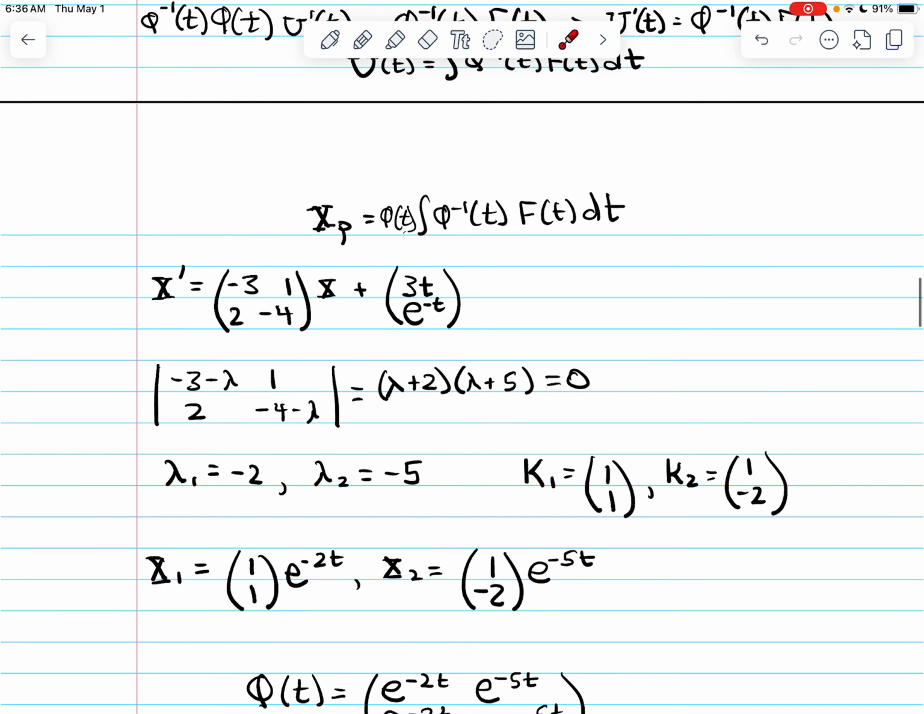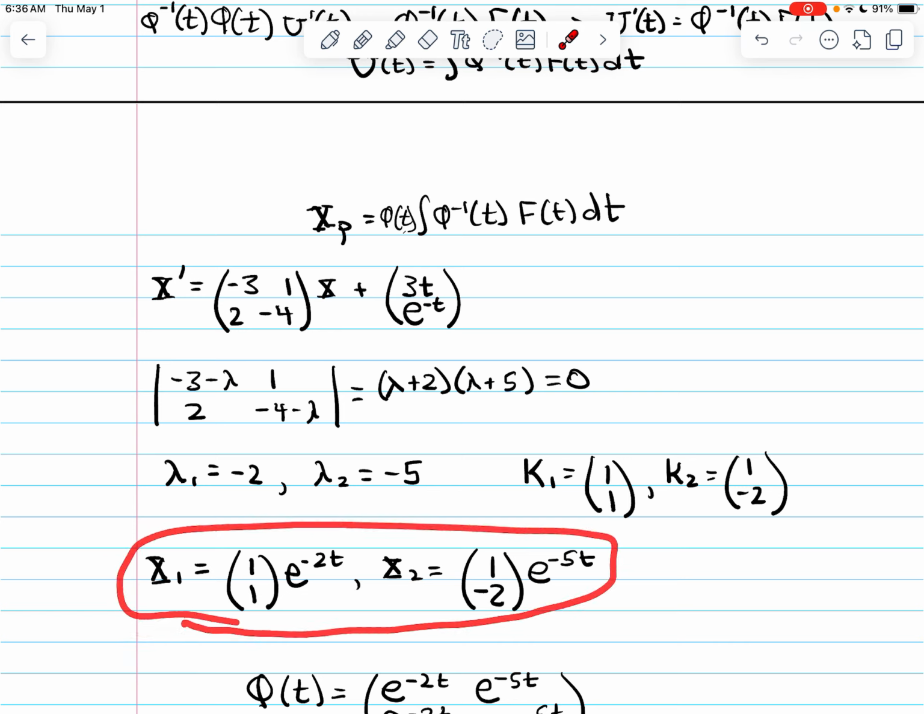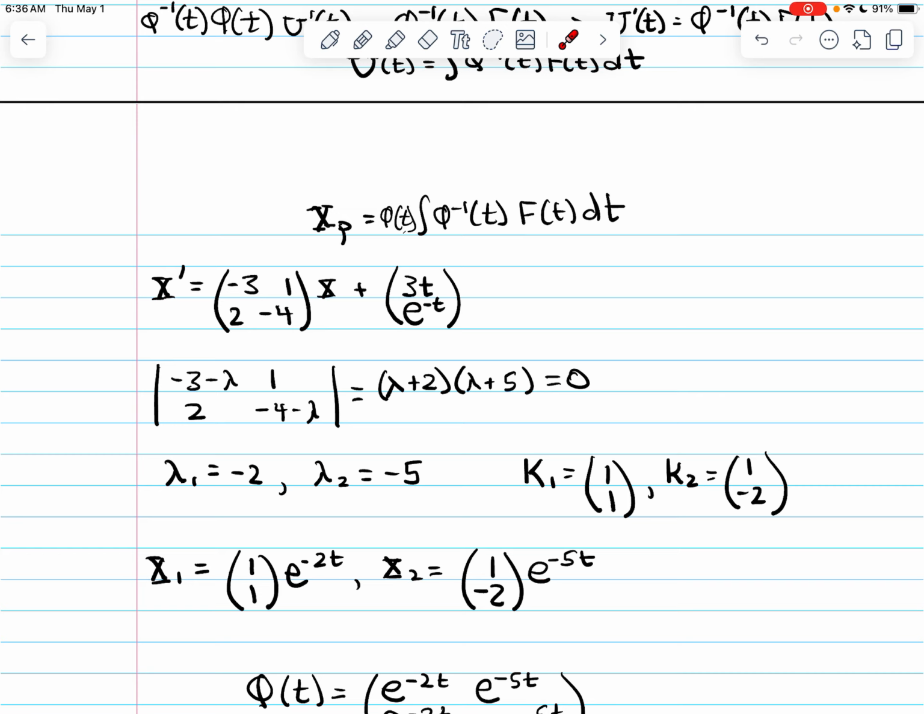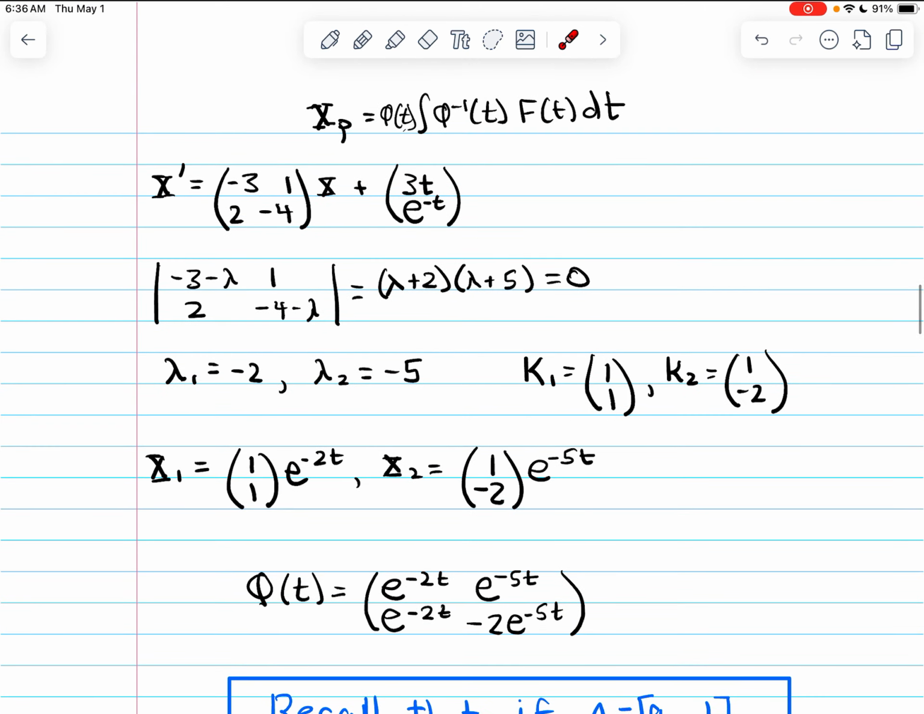We go through and we find the complementary function, okay? And we've got these two, so we've got x1 and x2. From that, I want to put together this phi of t, this fundamental matrix. And here it is, the fundamental matrix. I just added these two together. This is my fundamental matrix.